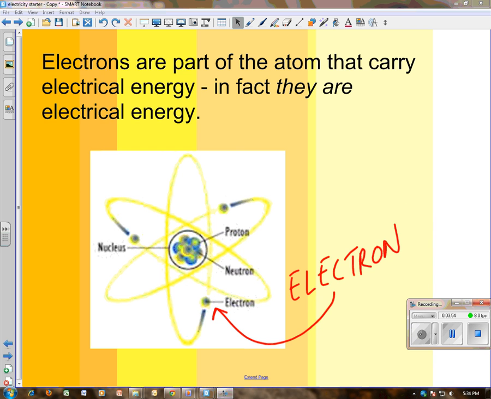And this is what you have to remember. Electrons are part of the atom that carry electrical energy. In fact, they are electrical energy. And we use those electrons as electricity. They're one and the same thing.